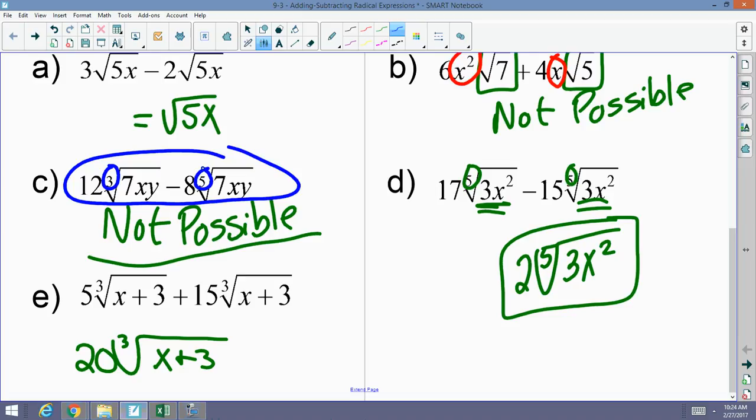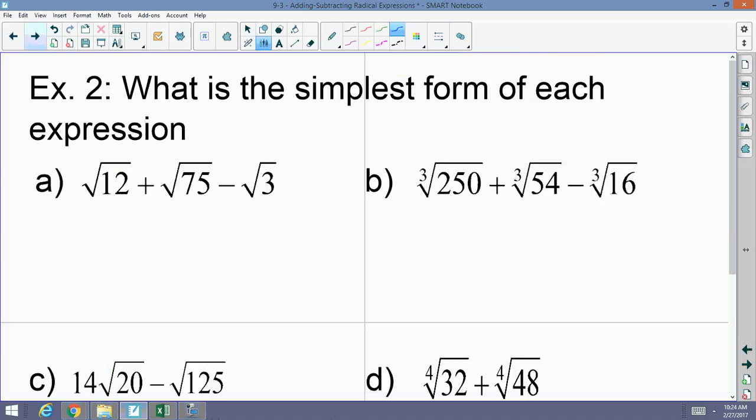However, here, I do have the same index. Now it's our responsibility to see if we can break it down so that we can have the same radicand. Exactly. How do I break this up? This is 4 times 3. So this would be a 2 square root of 3.